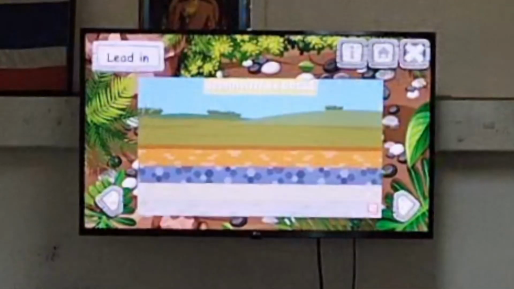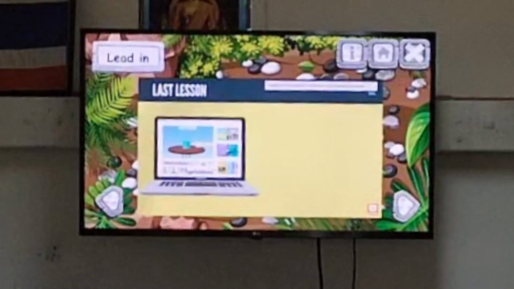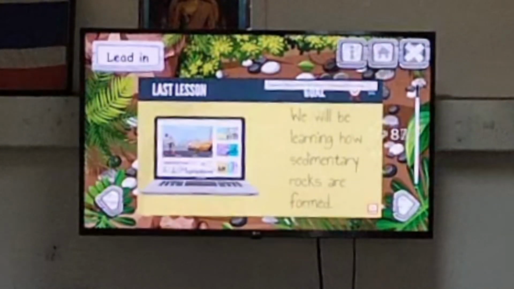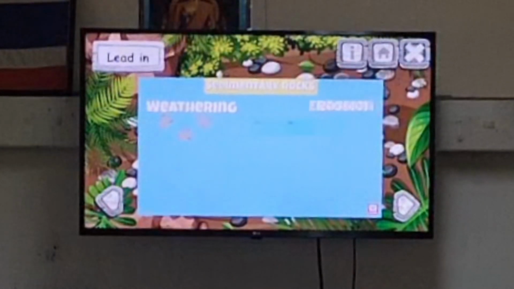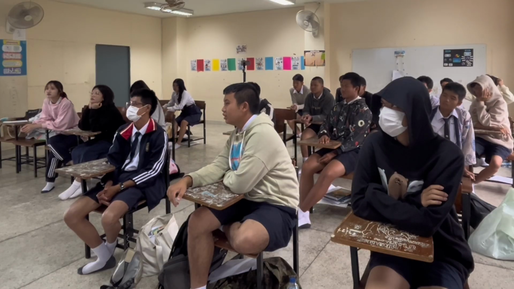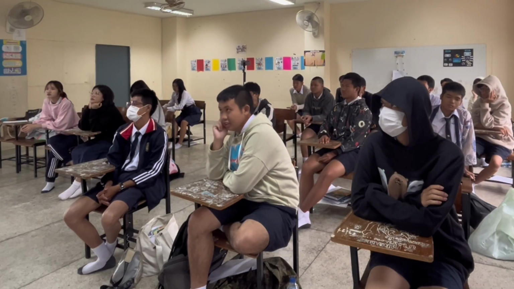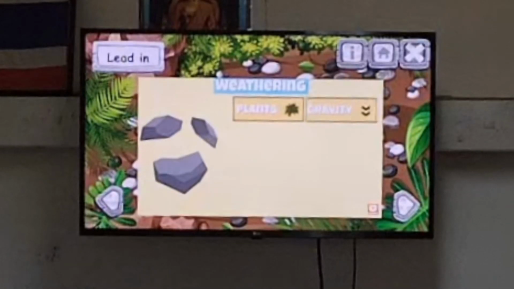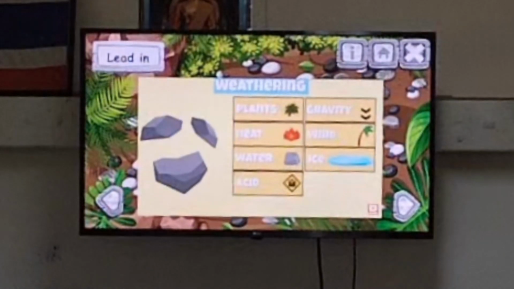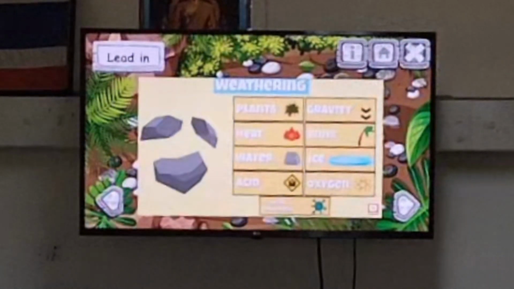Sedimentary rocks are a process that takes millions of years. Last lesson, we learned about push and pull forces. In this video, we will be learning how sedimentary rocks are formed. Sedimentary rocks are formed through the process of weathering, erosion, deposition, compaction, and cementation. Weathering is the process of rocks being broken down into smaller rocks by growing plants. Gravity, heat, wind, water, ice, acid, oxygen, and living organisms.